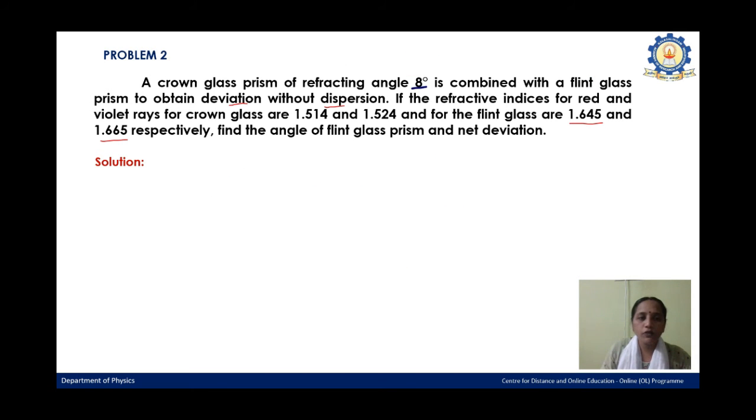So this is problem 2. A crown glass prism of refracting angle 8 degree is combined with the flint glass prism to obtain deviation without dispersion. So here the achromatic combination is deviation without dispersion. If the refractive indices for red and violet rays for crown glass are 1.514 and 1.524, and for the flint glass are 1.645 and 1.665 respectively, find the angle of flint glass prism and net deviation. So this is similar to the previous problem, but along with that we are supposed to calculate the net deviation, that is delta. So let us do this problem now.